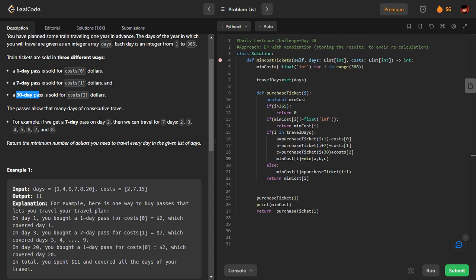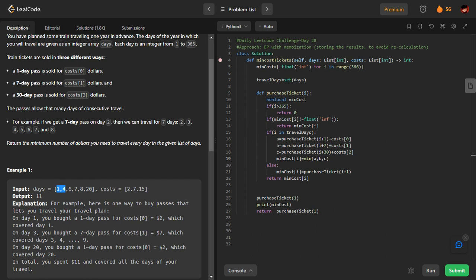If we take a 30-day pass, that means including today and for the next 30 days, I don't need to pay anything. For example, I am on the first day, and I take a 7 day pass. That means I have to pay $7 here, according to this question.